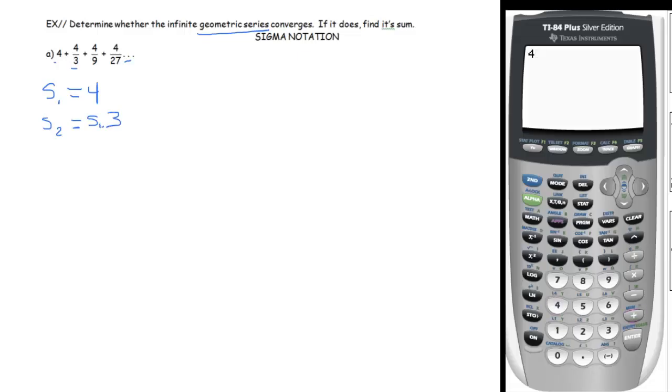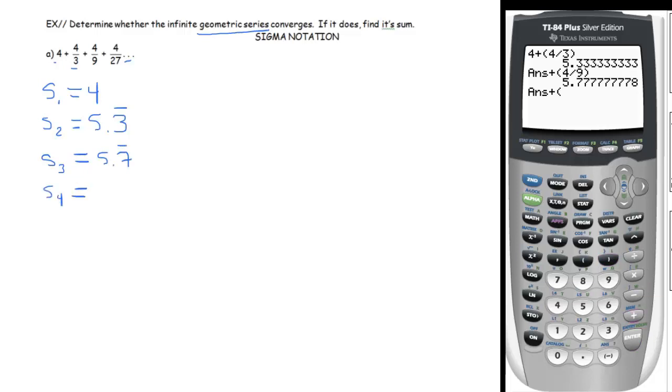So let's start again by looking at the first partial sum. That's a 4. The second partial sum is 4 plus 4/3, which is 5 1/3. I'm going to use decimals here only because, for the sake of the video, it gets quicker later to write it as a decimal. So it's 5.3 repeating. The third partial sum is 4 plus 4/3 plus 4/9, and that's 5.7 repeating.